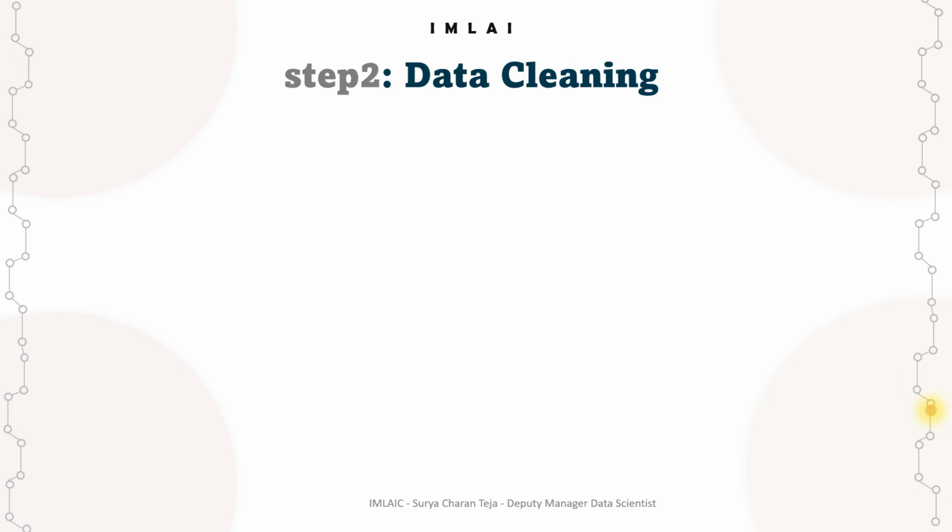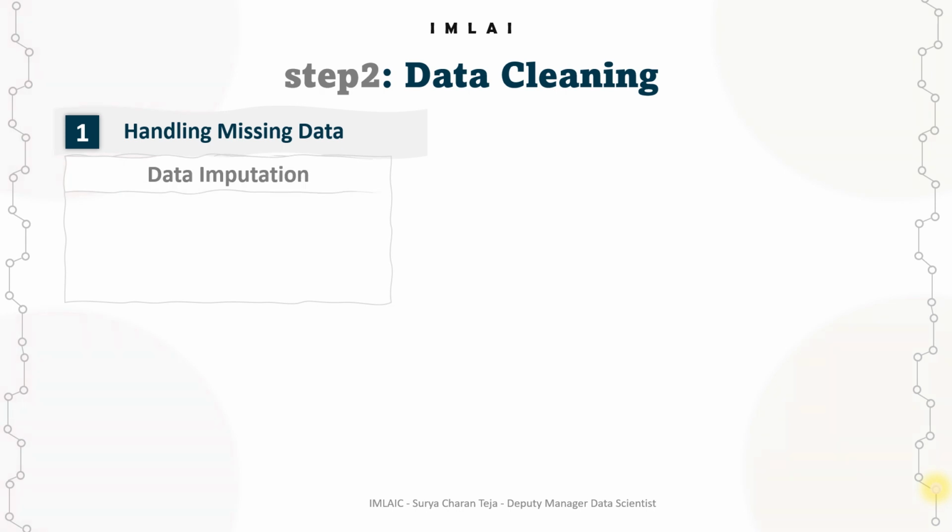So let's divide the data cleaning into various sections. The first section is to handle missing data. Under handling missing data, we can do data imputation. Under data imputation, we can use techniques such as mean, median, mode imputation, forward or backward fill imputation, regression imputation, k nearest neighbors imputation, or hot deck imputation. These are different imputation techniques that we can use to handle missing data.